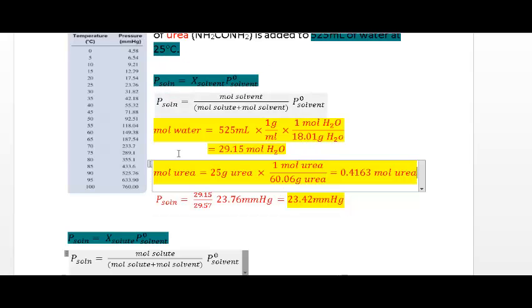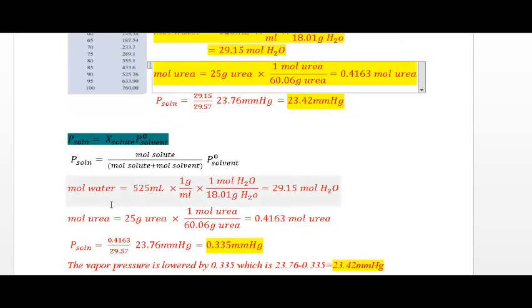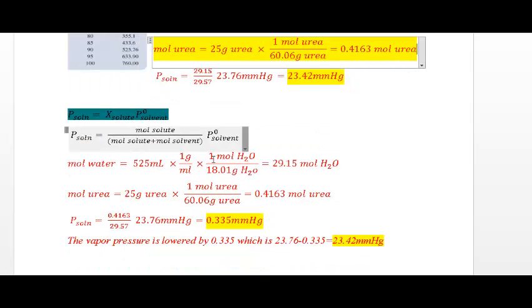Here again, it's the mole fraction of the solvent times the standalone. Here it's the mole fraction of the solute times the standalone. And when you solve that, you have to take the difference because the vapor pressure is lowered.